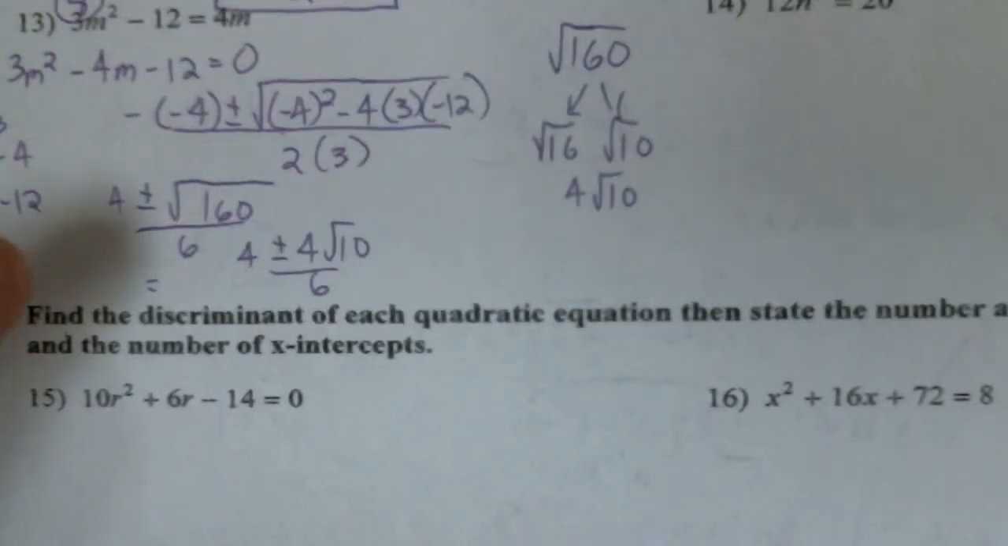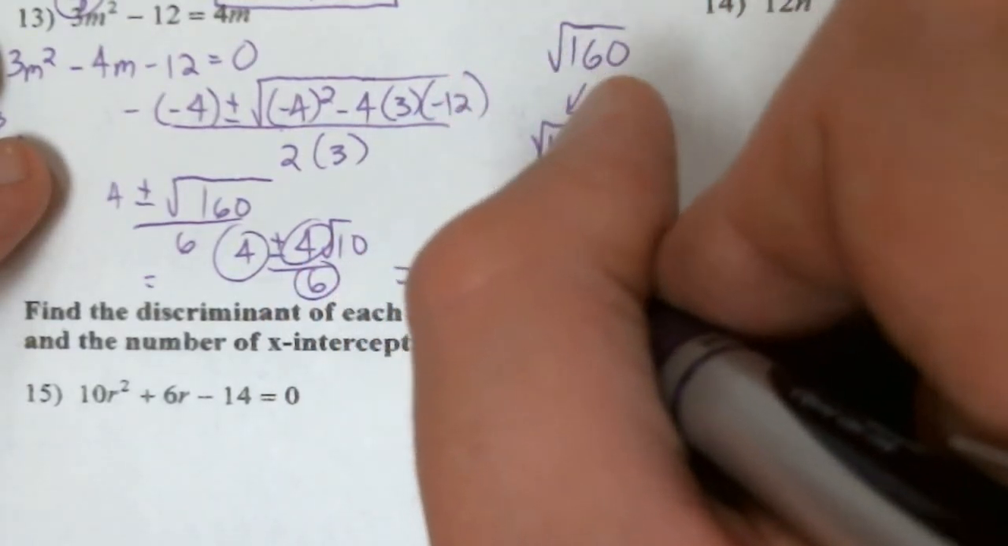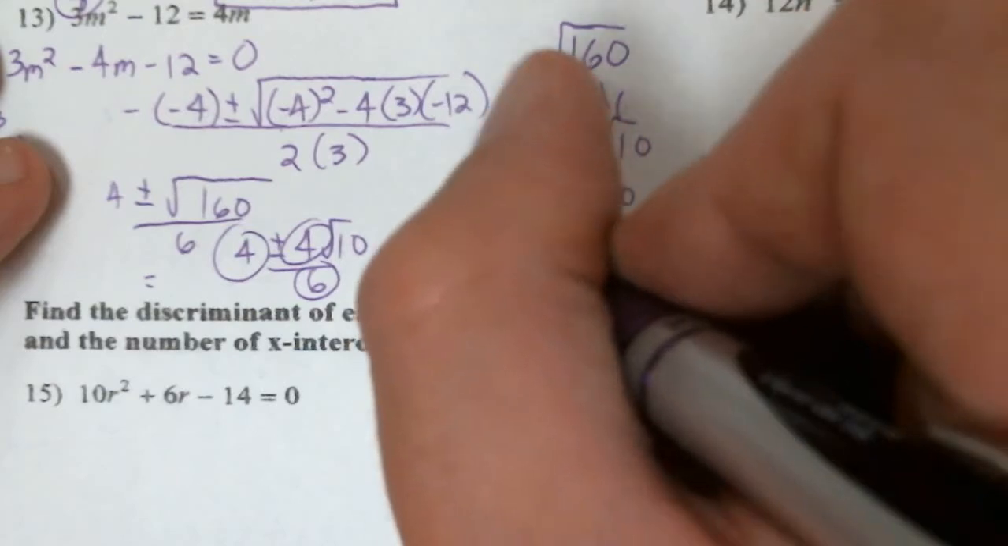That's going to give me 4 plus or minus 4 root 10 all over 6. Notice that all three of those are divisible by 2. So then divide those by 2. That gives me 2 plus or minus 2 root 10 all over 3.